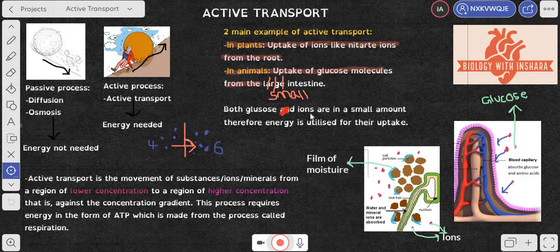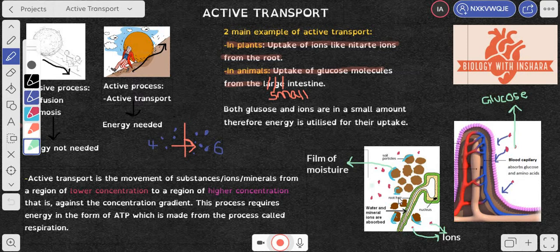So both glucose and the ions are in a small amount, therefore energy is utilized for their uptake. Now let me give it a better understanding. Look at this picture here, where you can see a root hair cell. Now if you see this blue thing here that I have drawn, I've matched this with this word here known as film of moisture. What this means is that I've written this as film of moisture because this is our water. This is the water that is absorbed by our root hair cells, and which then goes on to the xylem vessels.